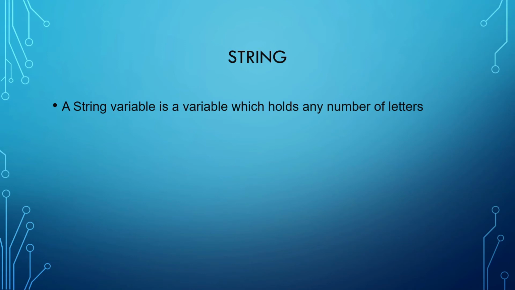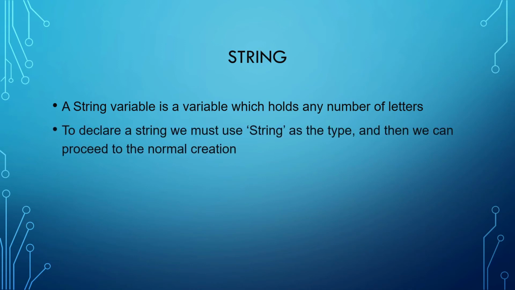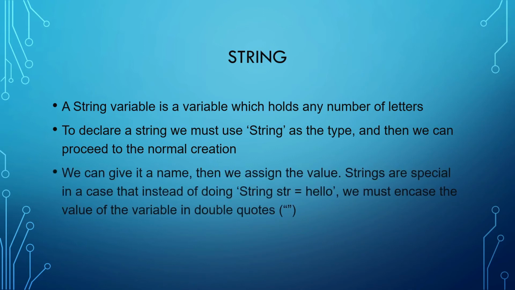So a string variable is a variable which holds any number of letters, or it can also be numbers, but mostly used for letters. To declare a string, we must use String with a capital S as the type, and then we can proceed to the normal creation steps. We can give it a name, and then we assign a value.